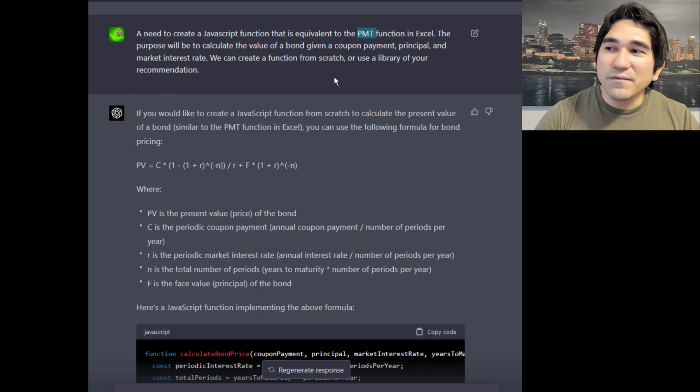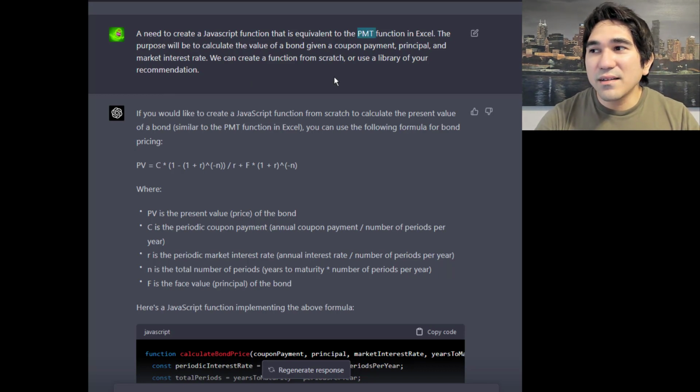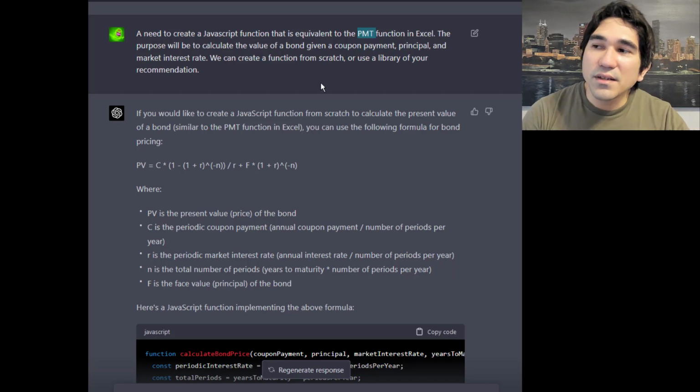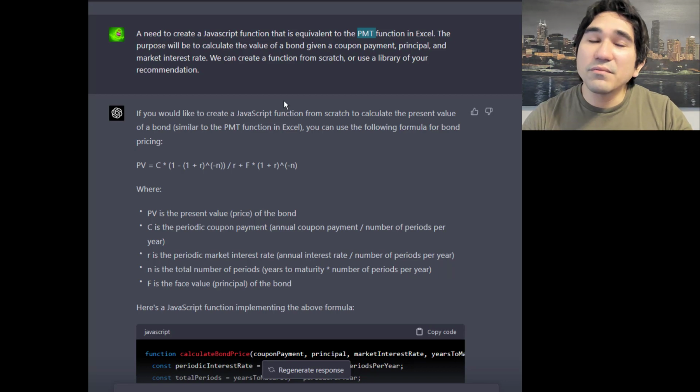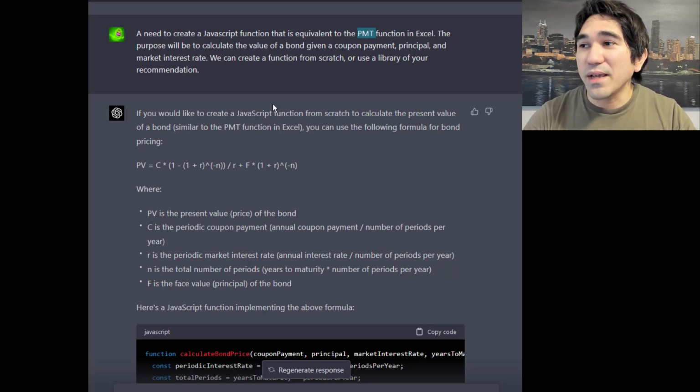And really, the payment function is probably not the best analog to what I'm trying to do. I think there's another function called present value, or PV. I'm not really trying to find what the payment would be, because we already are starting with a coupon payment. What we want to do is find the present value of future coupon payments.